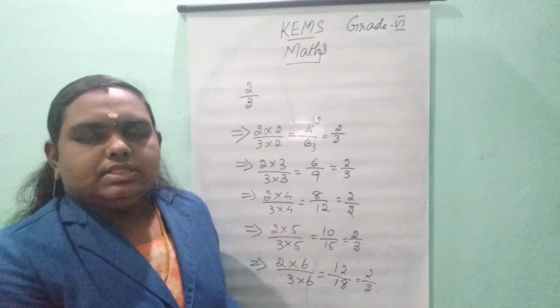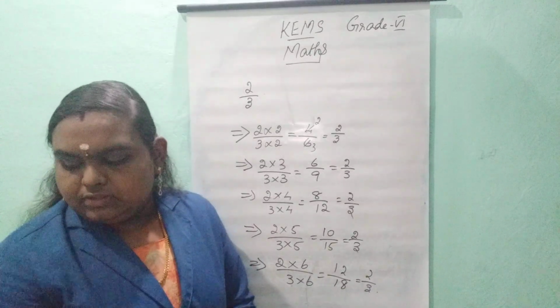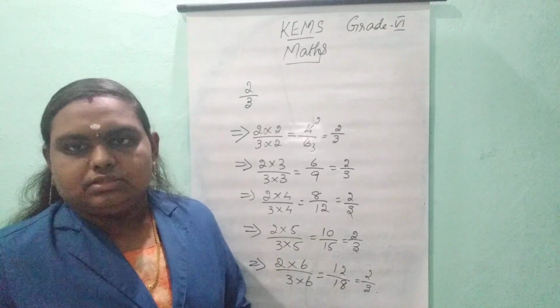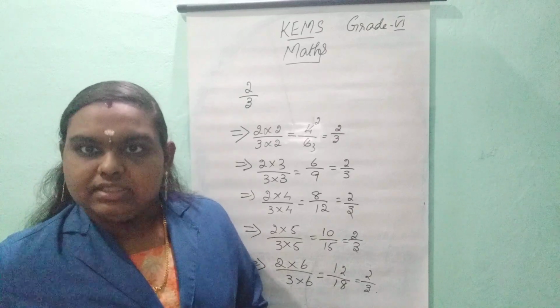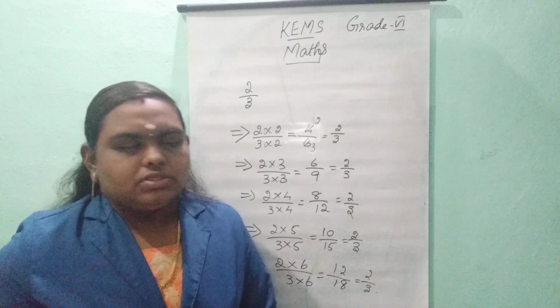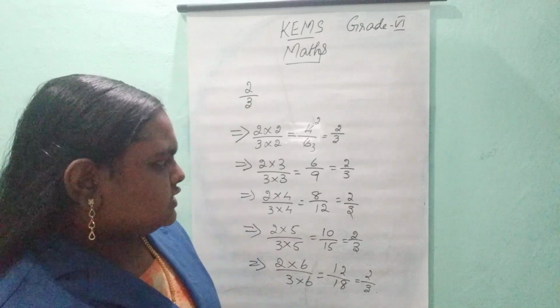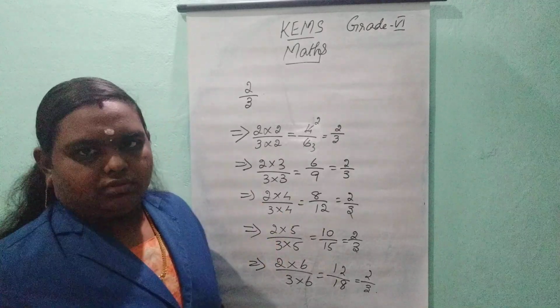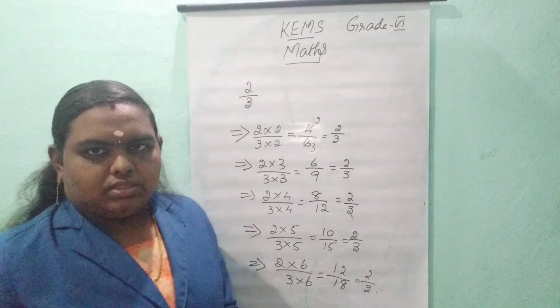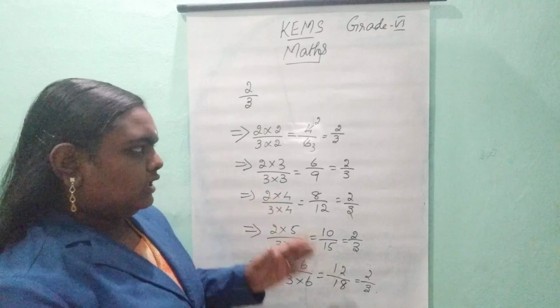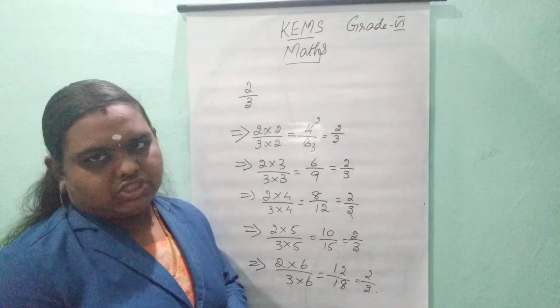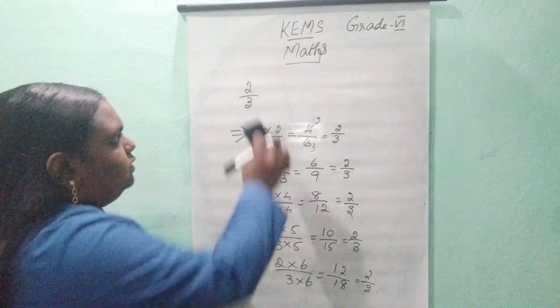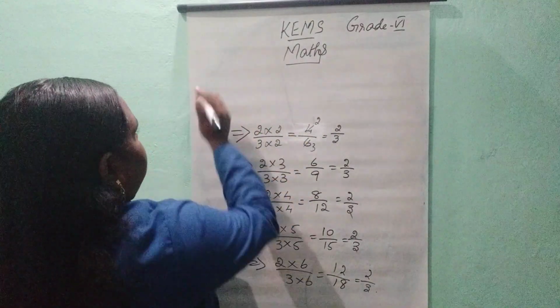So these are the fractions that we are learning here. These are the equivalent fractions. We got the same answer, 2 by 3, for these fractions. So this is the method for finding the equivalent fractions. You will have a question like this.